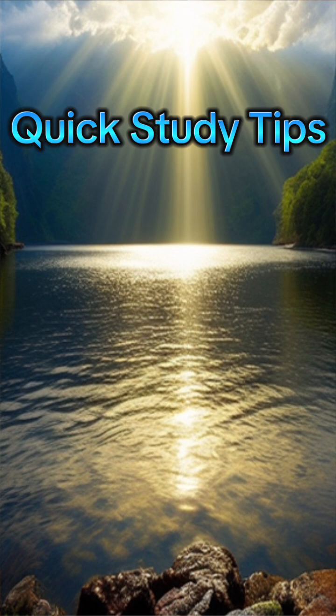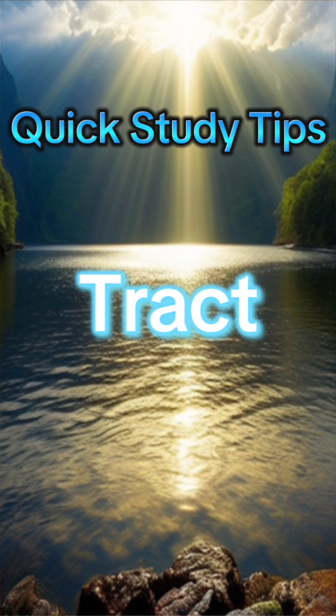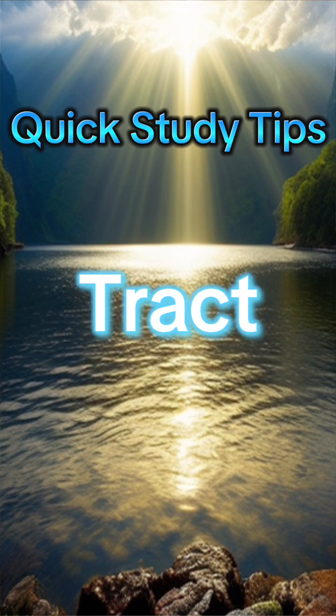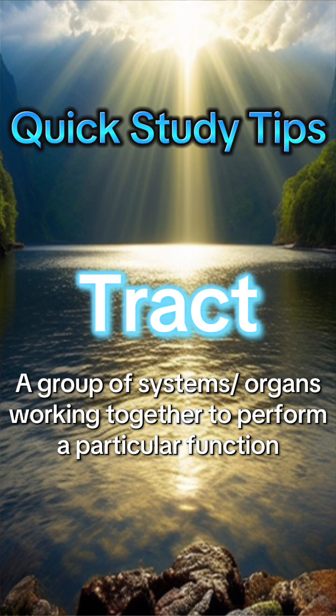But the word distraction is broken into three parts, right? I said there's a prefix, there's the root word, and then there's the suffix. In the word distraction, you have the root word, which is tract. Tract. What does tract mean? Well, if you Google it, it'll say a tract is a large area of land, and it's expansive, it's a large area. Or it could mean a path that you're going down. Or it can mean a group of organs or systems working together to perform a particular function. That is a tract.